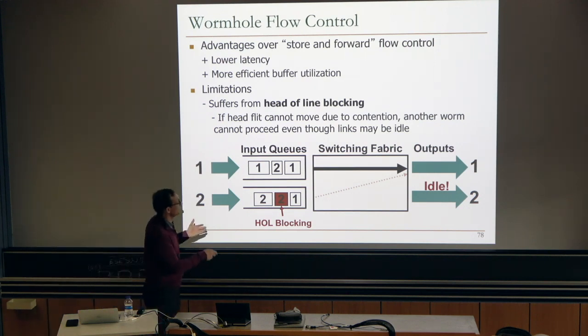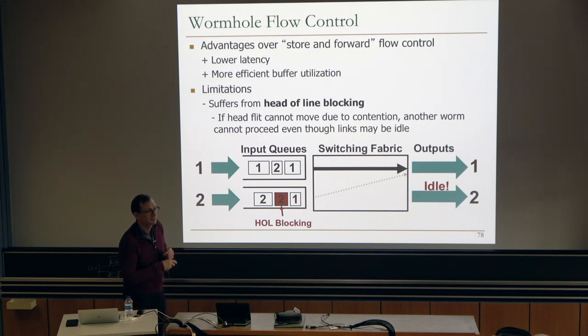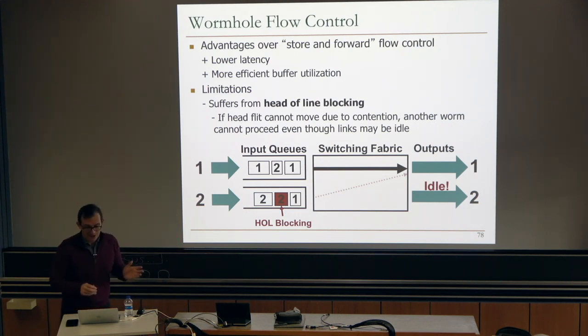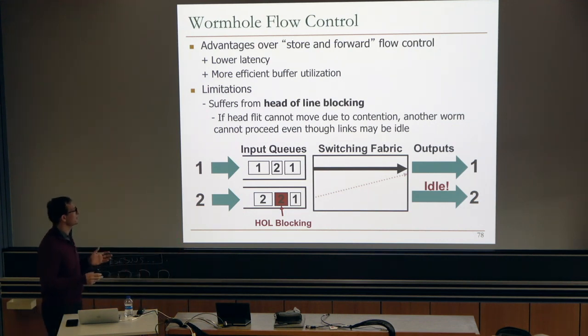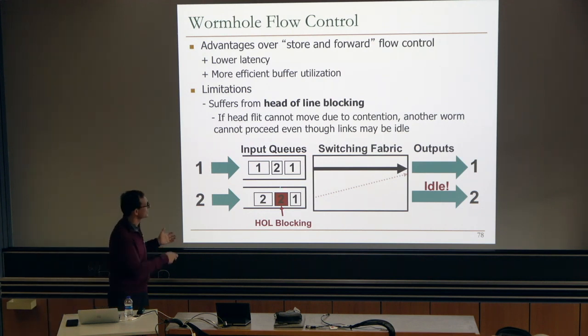Because you're just looking at these queues, at the top element or head flit on the queues, you cannot look beyond and see what packets or flits are there. And these flits that otherwise need output port 2 don't get scheduled, even though output port 2 is available. This is called head of line blocking. It happens because there is a lack of out of order scheduling in these queues.